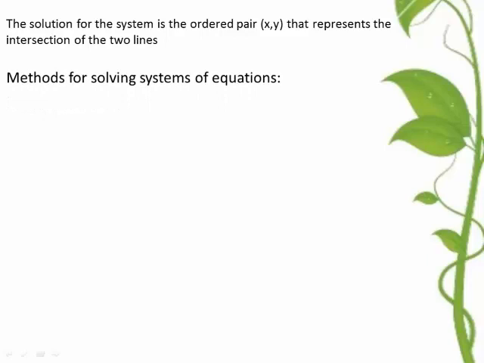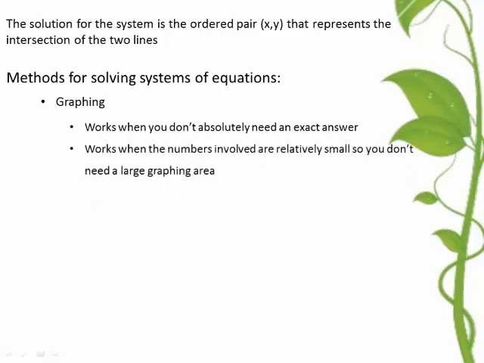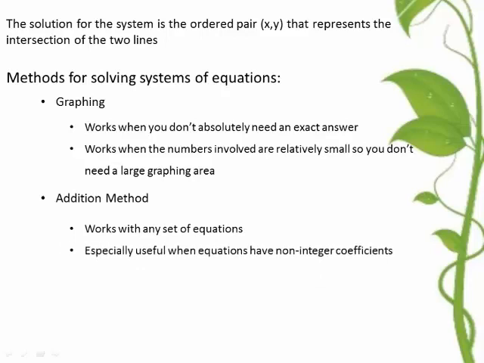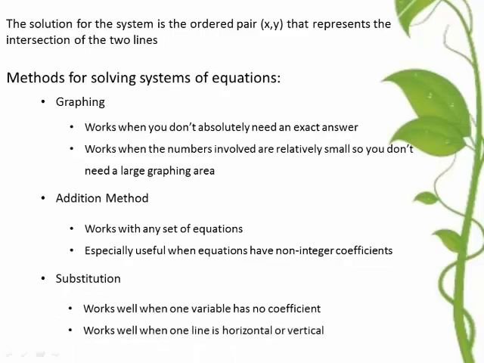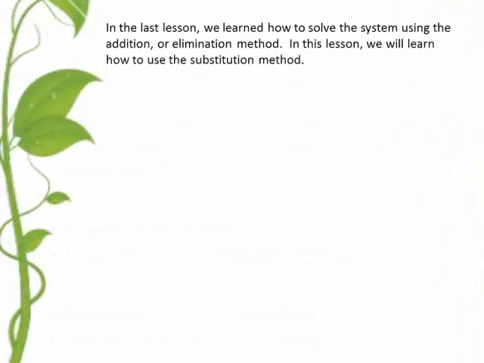And we had three methods for solving systems of equations: graphing, which works well when we don't need an exact answer, or if the numbers involved are relatively small. We had the addition method, also known as elimination, which works well with any set of equations, and is especially useful when equations have non-integer coefficients. And then we had substitution, which works well when one variable has no coefficient, or when one line is horizontal or vertical. In the last lesson, we used addition or elimination, and in this lesson, we're going to use substitution.